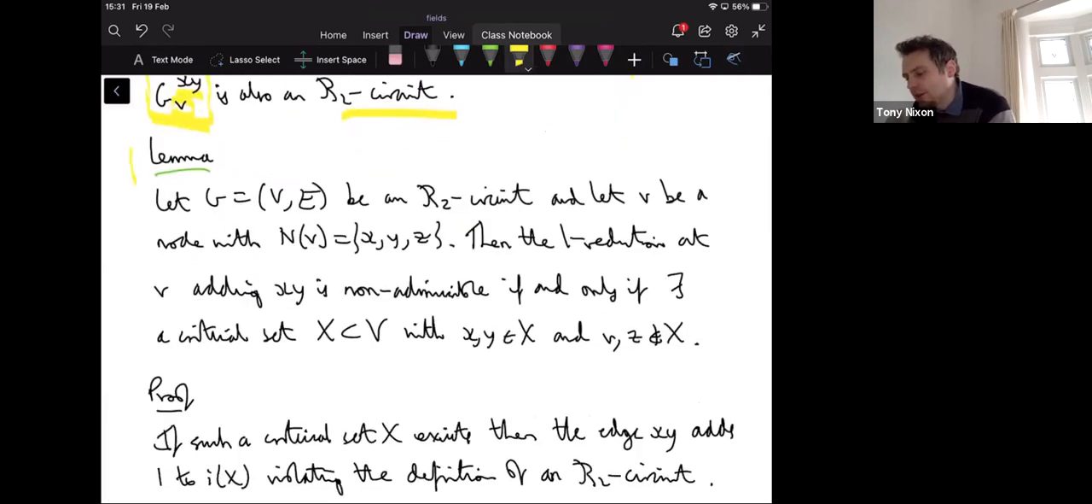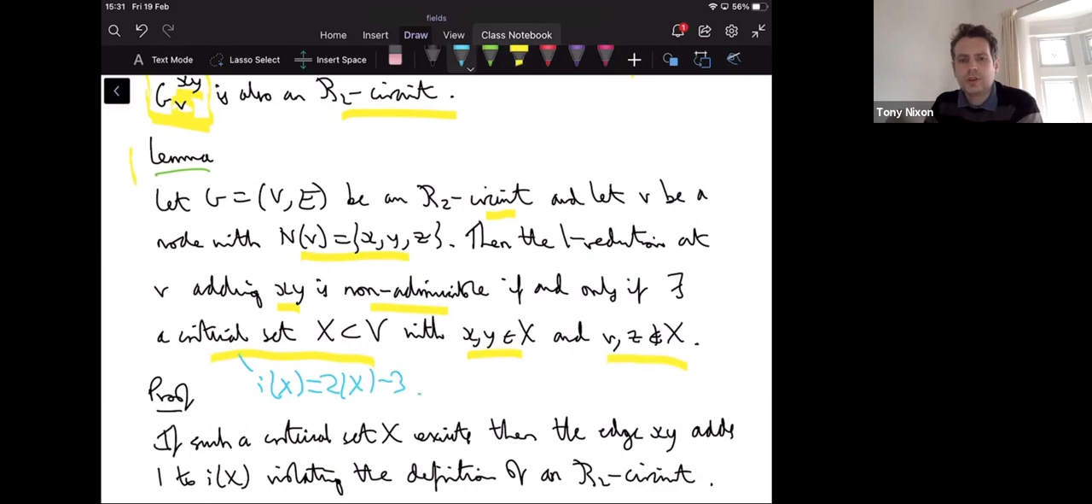That's this Lemma. So I take my circuit, I take a vertex of degree 3 with neighbors say X, Y, and Z. The one reduction at V adding XY is non-admissible if and only if there exists a critical set X with X and Y in X and V and Z not. So remember, critical set means I of X is 2X minus 3. So if there is such a set, then when you add the edge XY to it, this goes up by 1, and so you get a subgraph that's bad because it doesn't satisfy the count.